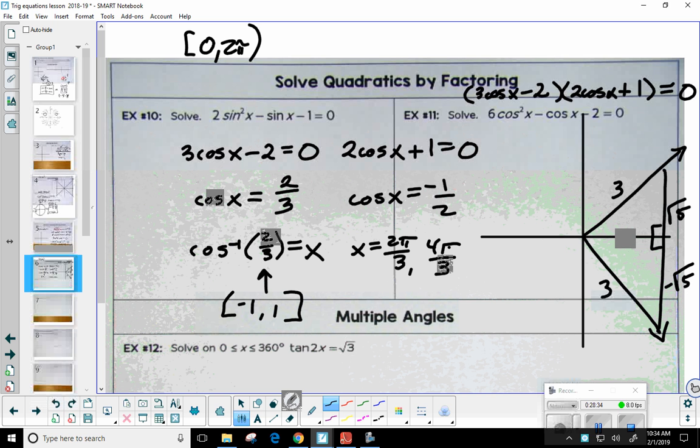-1 to 1, and 2/3 definitely belongs to that. So we're going to be okay. But here's the thing. This is just going to give me one answer. How many answers should I be getting? Should have 2. So I should have this one right here and this one. Okay, well, why don't we go ahead and first figure out what that one is.